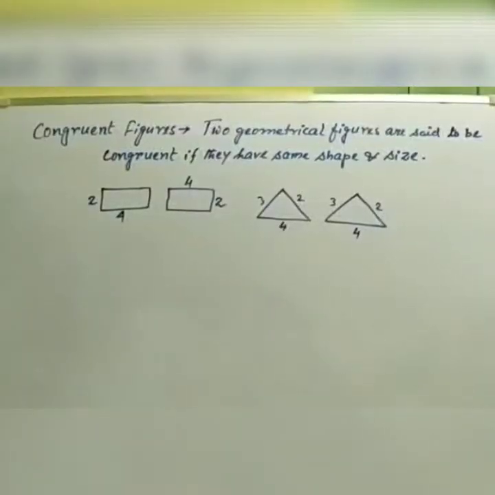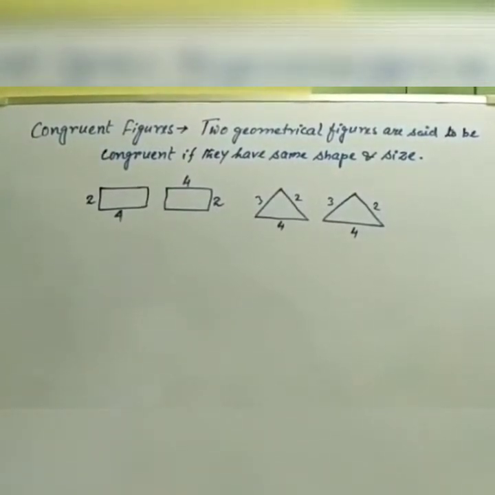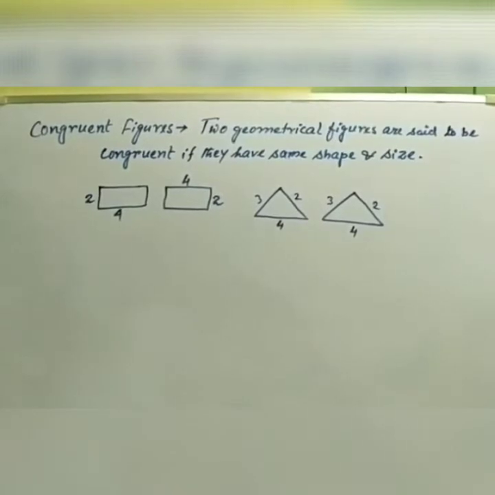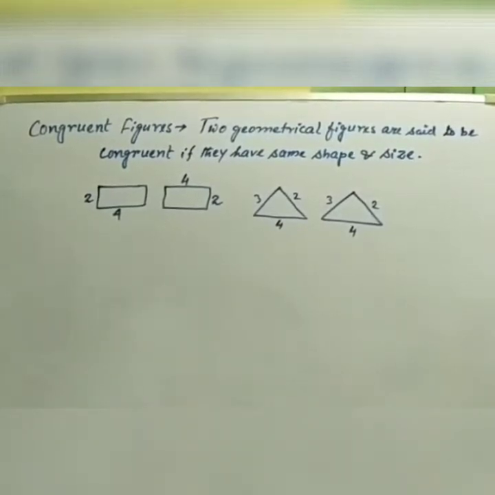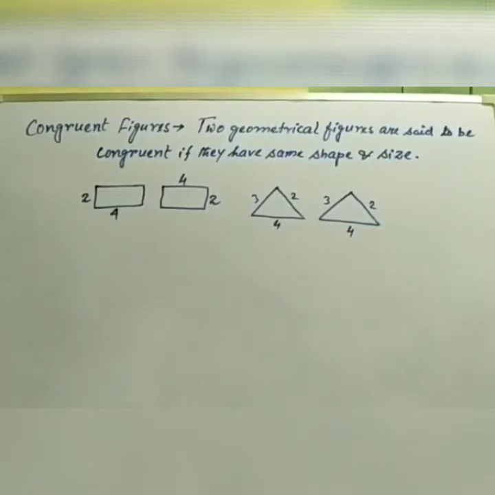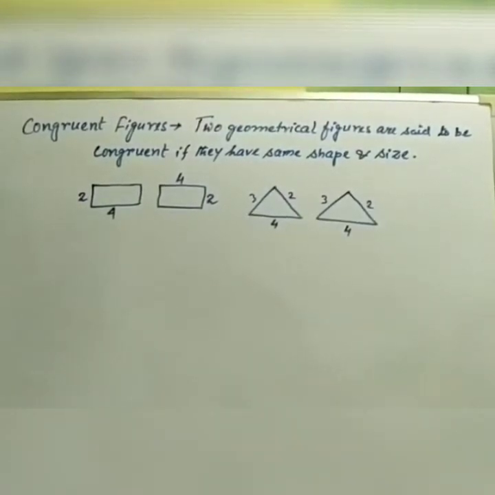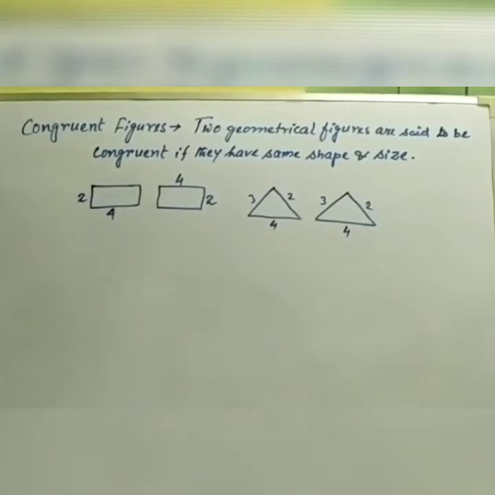At first we need to understand about congruent figures, and you have learned about congruent figures previously. So here you can see two geometrical figures are said to be congruent if they have the same shape and size. The figures must have the same shape and their size must be equal. So same shape and same size figures are said to be congruent.